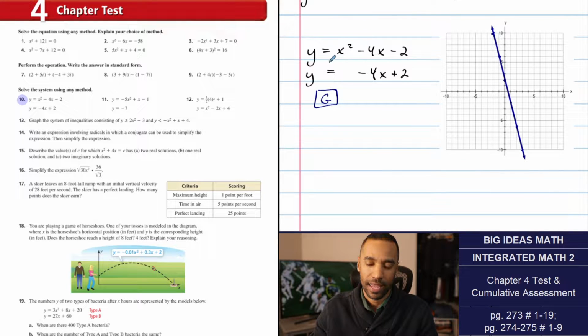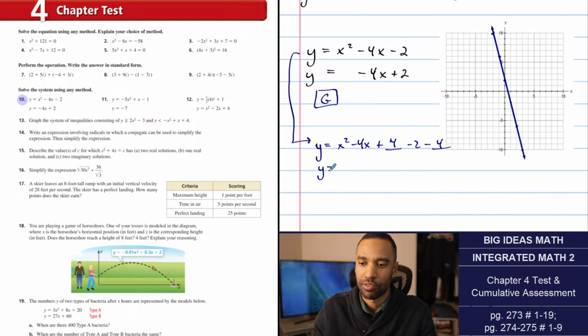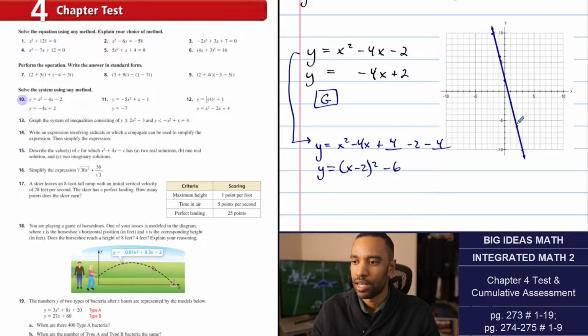Now the quadratic, I can find the vertex. I'm going to use completing the square for this. You also have negative b over 2a as an option. But x squared minus 4x plus some blank, minus 2 minus that same blank. This will be 4 when you divide negative 4 by 2 and square it. This factors to x minus 2 quantity squared minus 6. So my vertex is at 2, negative 6.